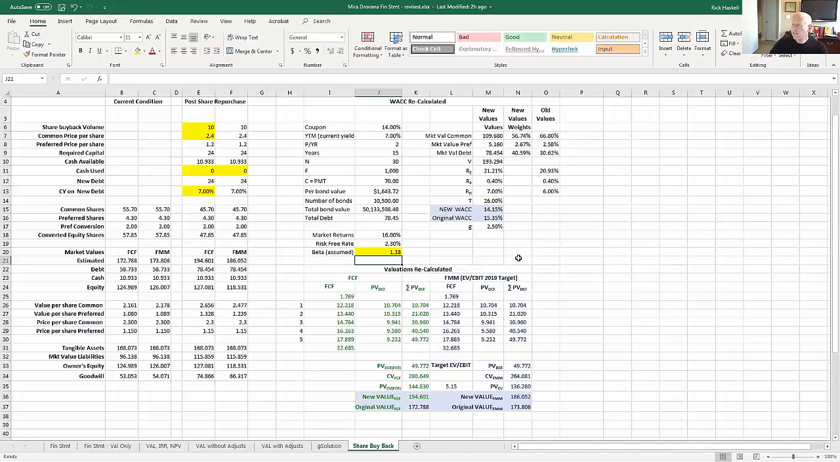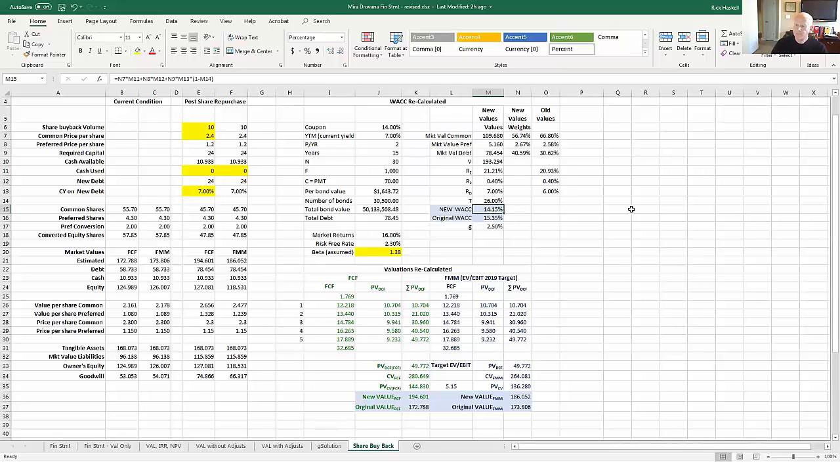Well, it's a 0.16 move because I had an RE of 20.93%, and now my RE has moved up to 21.21%. So that's a decent move in the cost or expected return on equity, and it's bringing about a fairly substantial change in WACC.